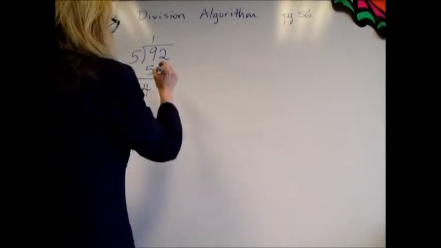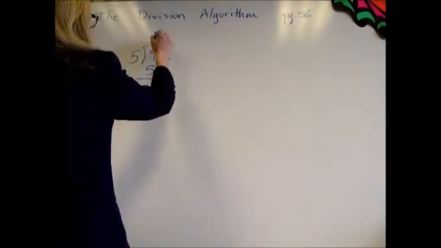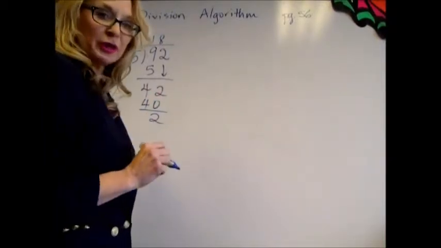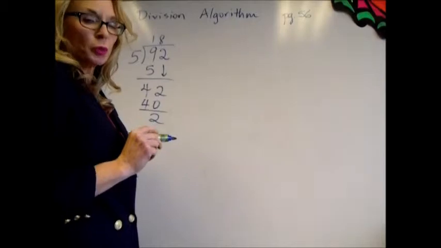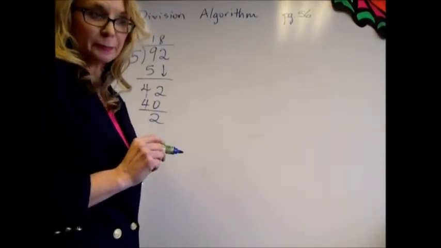5 doesn't go into 4, so we bring down the 2. 5 goes into 42 8 times, and we have a remainder of 2 left over. We're only interested in integer division, so we stop at this time.